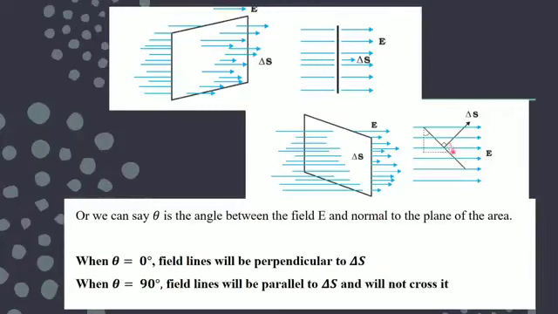Here, as we have shown, this is the plane making an angle theta with ds. Theta is the angle between the E vector and the area vector. So if it lies between 0 and 90, then flux will be positive. If it is 90, flux will be 0. If it lies between 90 and 180, then flux will be negative.